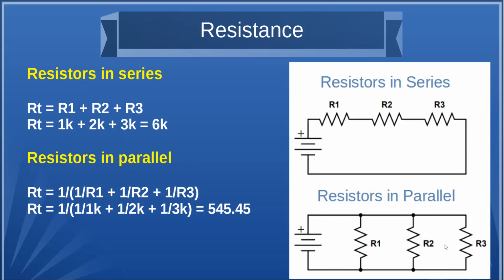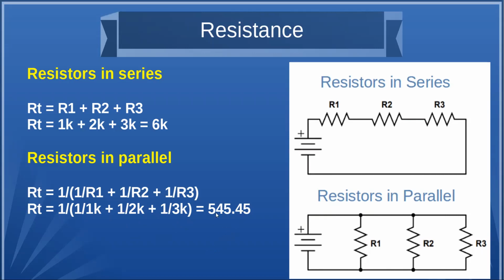So if I have those three resistors in parallel, I have to take the reciprocal of the sum of the reciprocals. So if I substitute, I get 1 over 1K, 1 over 2K, 1 over 3K, which would wind up being 1 over 6K, which if you do it on your calculator or in your head, comes out to 545.45 ohms.